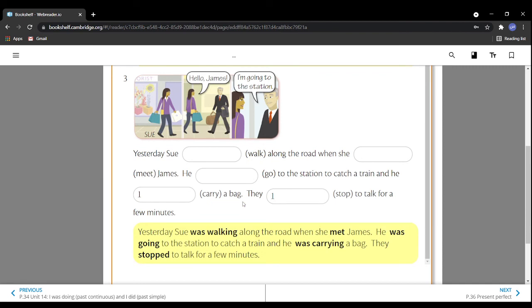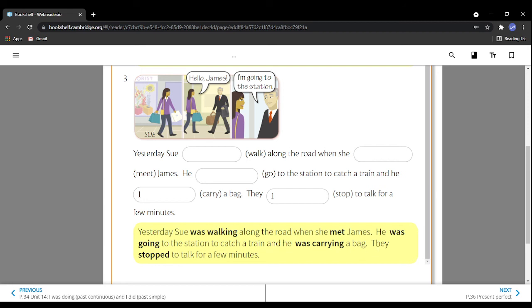Let's see here, the same thing. Hello, James. Okay, I'm going to the station. Let's see. So yesterday Sue was walking. كانت تمشي هنا في البداية. When she was walking, she met someone. So when she was walking along the road, she met James. مرت إيش وشافت James. He was قال لكم he was going to the station. He was going to the station to catch a train, and he was carrying a bag. كان شايل إيش bag. نزل الباج ما نزل.